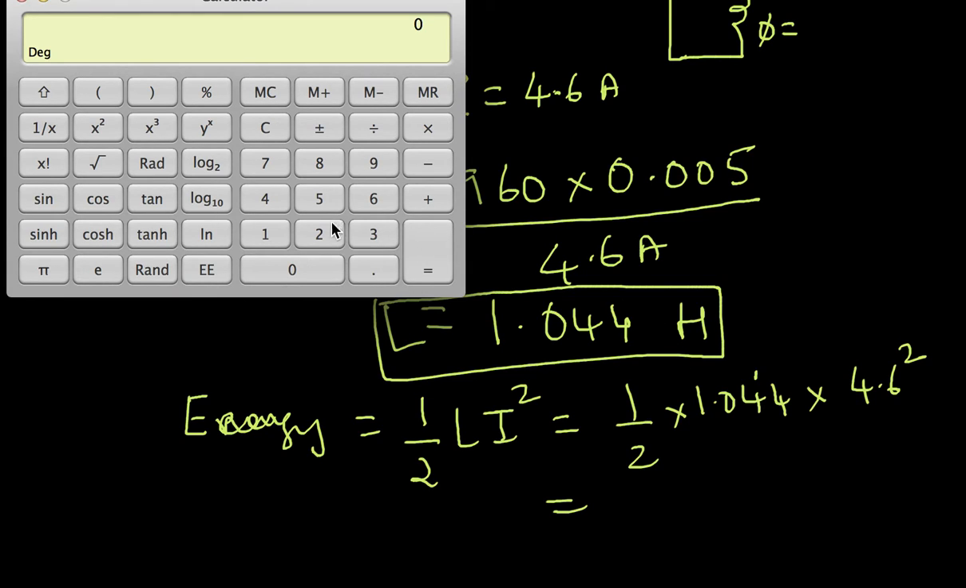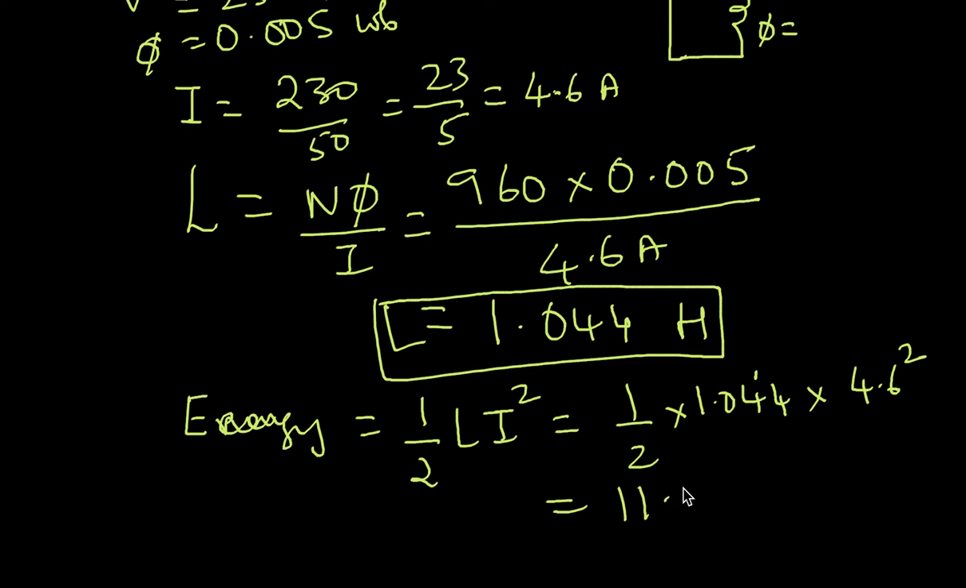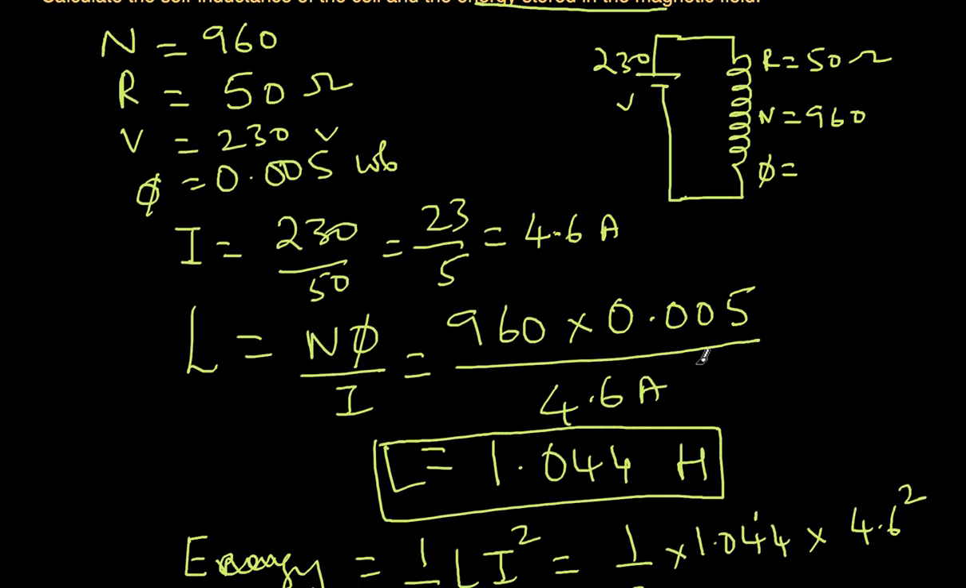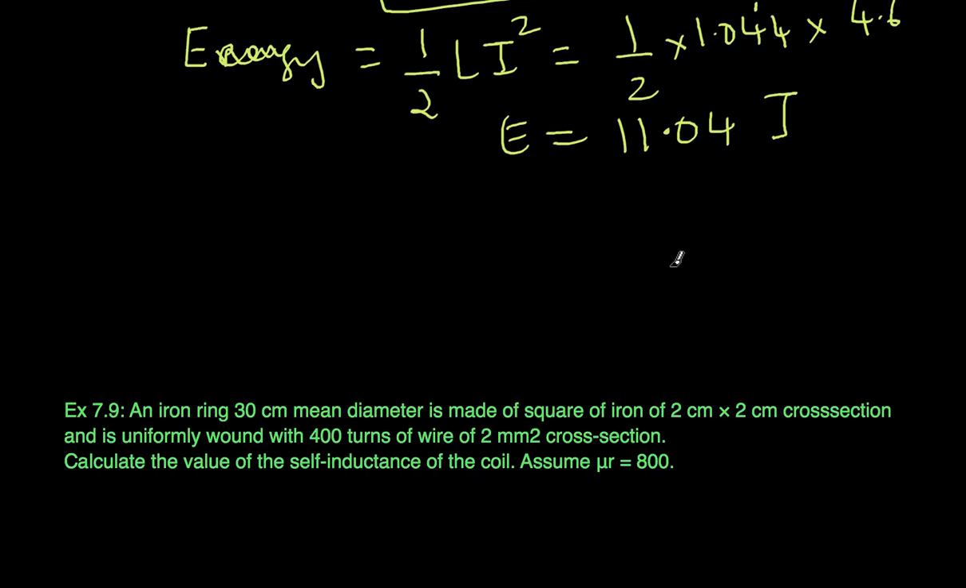Let's calculate that. 1 divided by 2 multiplied by 1.044 multiplied by 4.6 square. I'm getting 11.04 joules of energy. So this is the energy stored in the magnetic field, and this is the first example. Let's look at more examples going forward. I have already prepared some more problems.